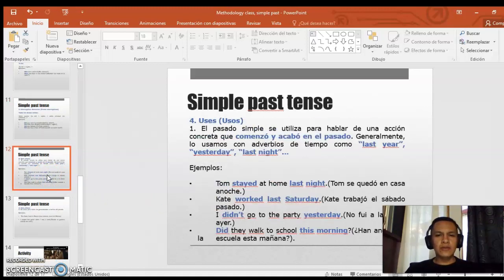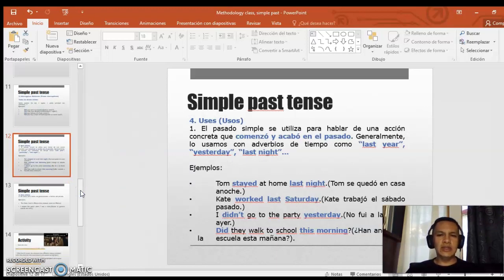And now we have the uses of this tense. This tense is used when we talk about an action that already happened in the past and finished in the past. So in this case, it's really useful to apply some adverbs of time, such as last year, yesterday, or last night, to give more information about when the action finished in the past.